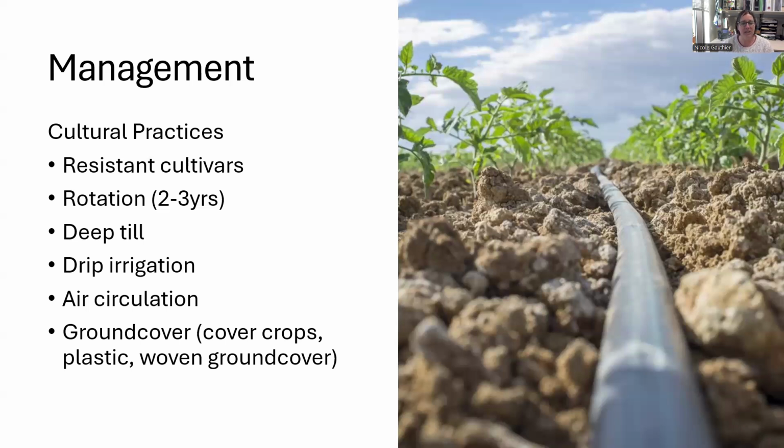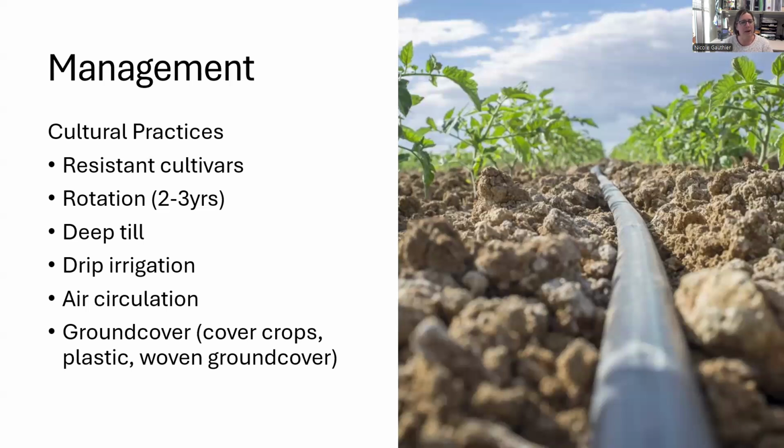We use drip irrigation. Most of our commercial growers will use drip irrigation. And drip irrigation will prevent leaves from remaining wet, and because air circulation is going to help dry out leaves and eliminate that free water that's necessary for a disease to complete its life cycle. Air circulation, very much the same thing. Plant spacing, row spacing helps dry out those leaves, helps dry out that canopy. And again, reducing free water, reducing leaf wetness, reducing relative humidity so that the environment is not conducive for disease.